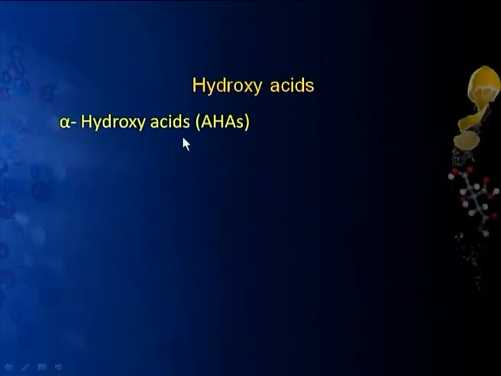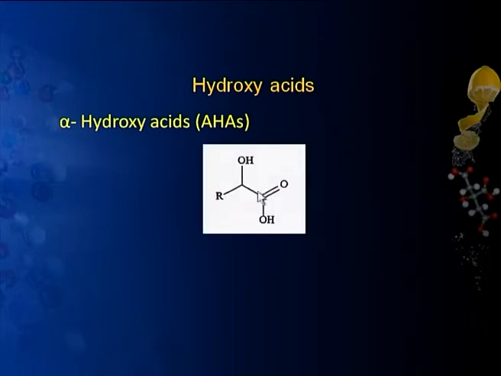Alpha hydroxy acids are most important amongst the hydroxy acids because they are present in many of the fruits which we eat, and they are also used in many eatables. This is the general structure for any alpha hydroxy acid. There may be a different carbon chain here, but this hydroxyl is present at the carbon next to the carboxyl group.